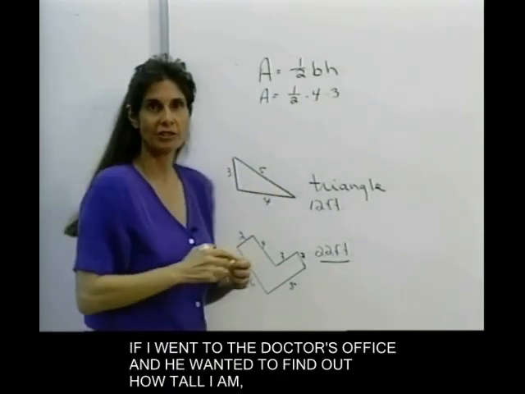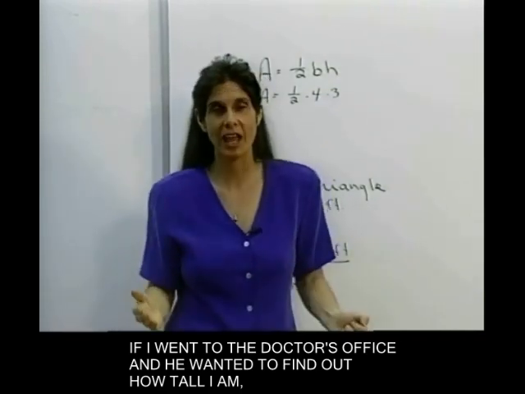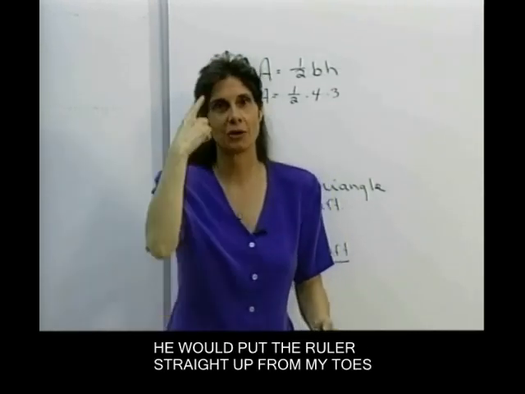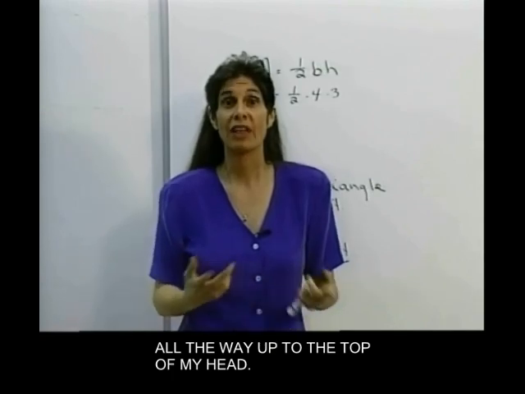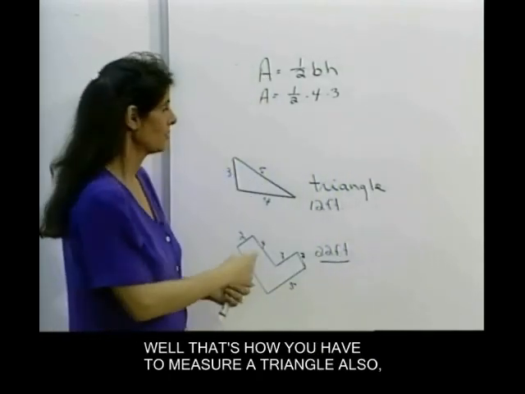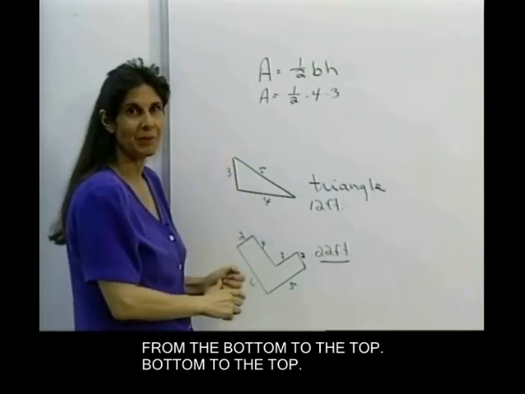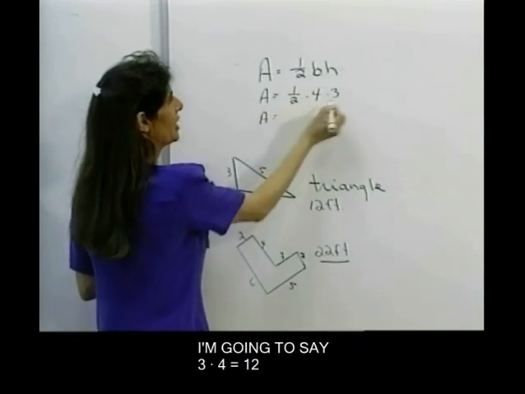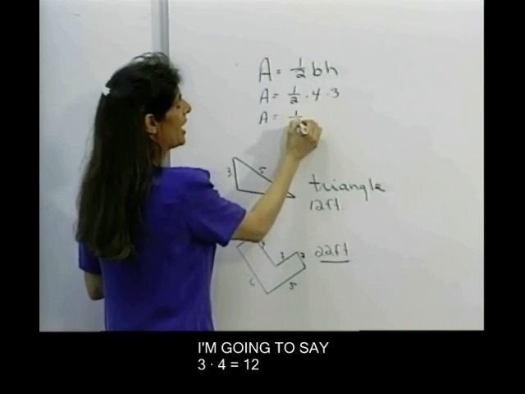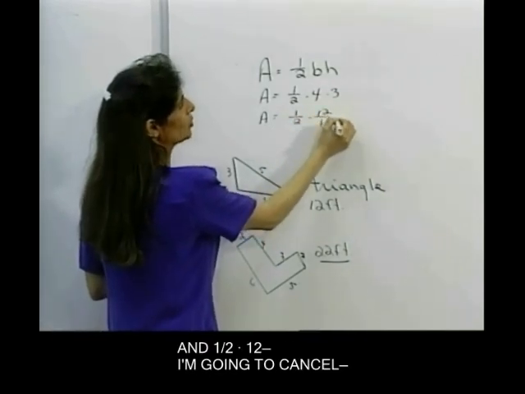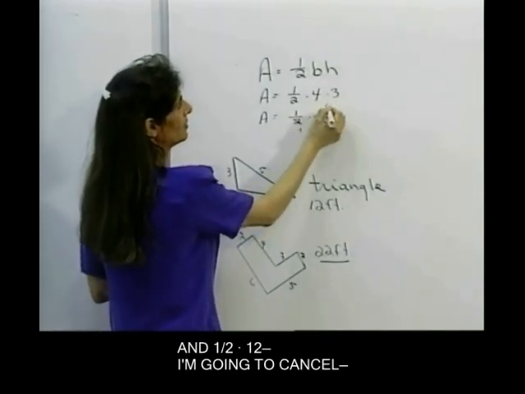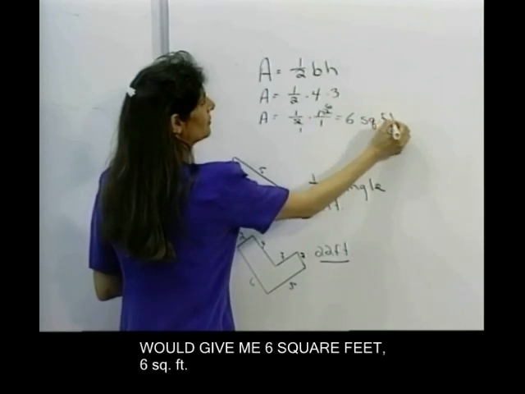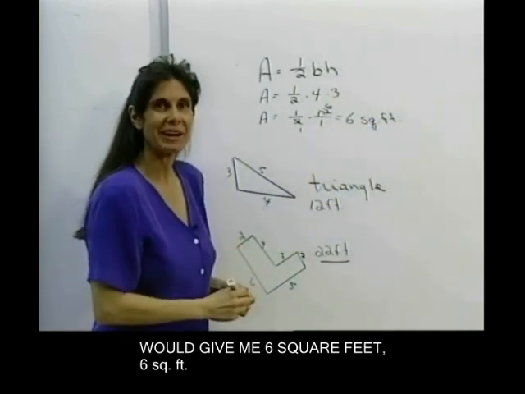If I went to the doctor's office and he wanted to find out how tall I am, he wouldn't measure me like this. He would put the ruler straight up from my toes all the way up to the top of my head. Well, that's how you have to measure a triangle also, from the bottom to the top. So I'm going to go backwards with this one. I'm going to say 3 times 4 is 12, and 1/2 times 12, I'm going to cancel, would give me 6 square feet.